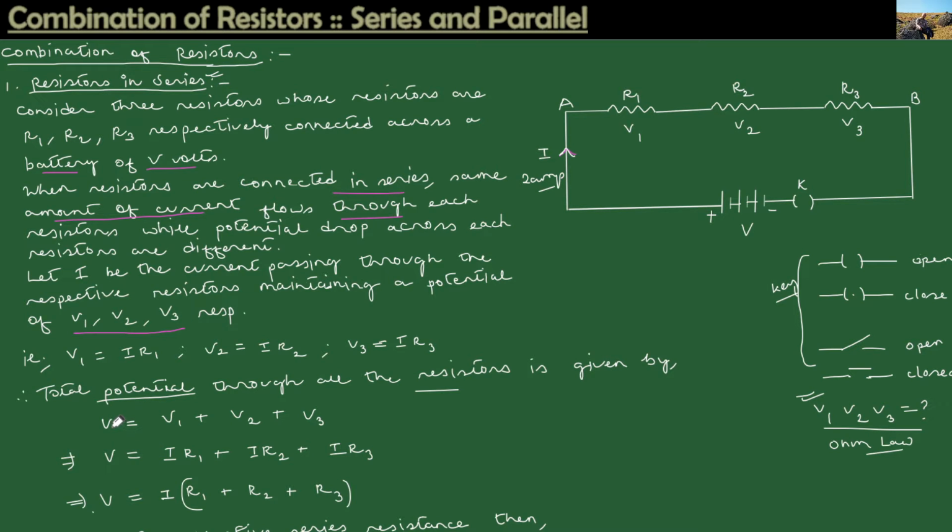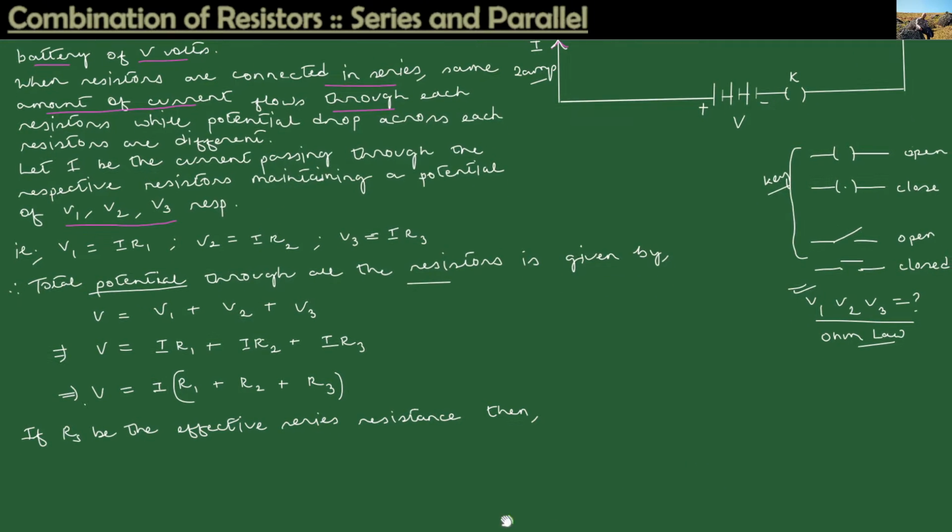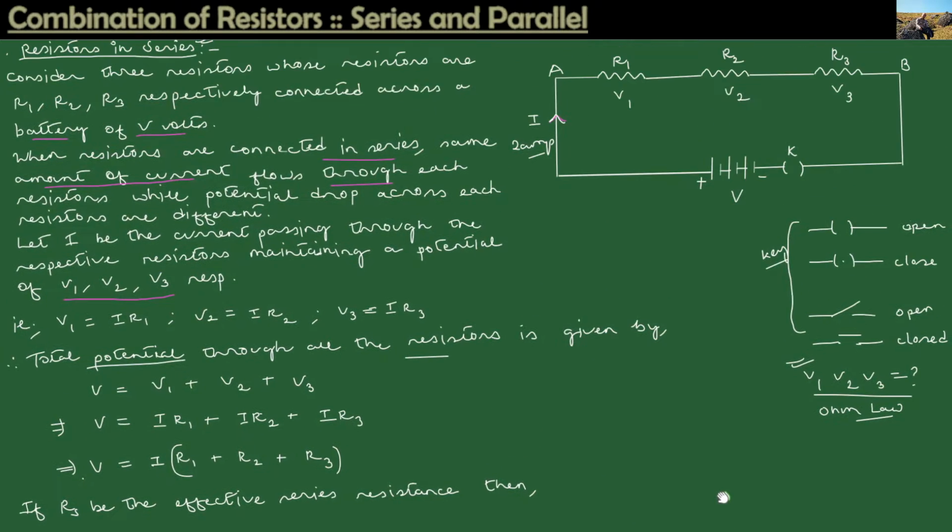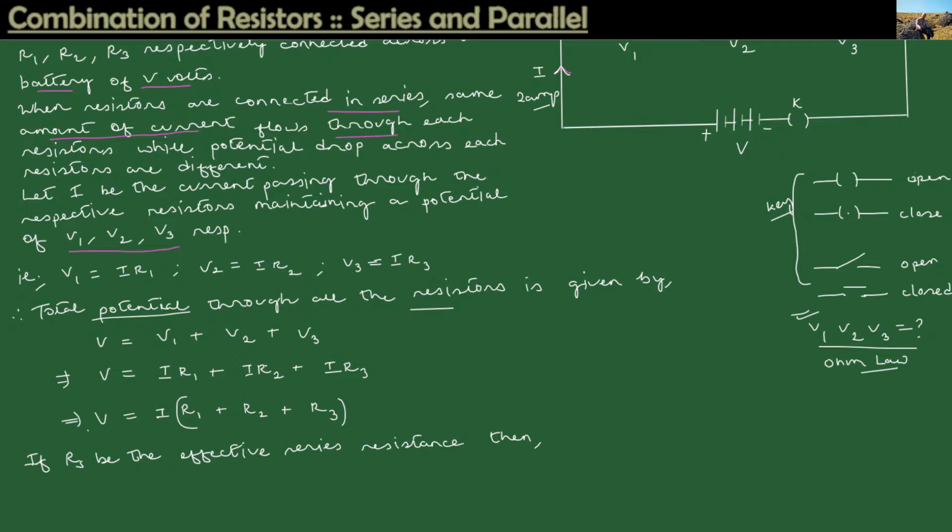So let the potential be Vs. Since the potential be Vs, then from here, if Rs be the effective resistance of all those resistors which are connected in series, then the potential V will be equal to I Rs. That potential V will be equal to I Rs.